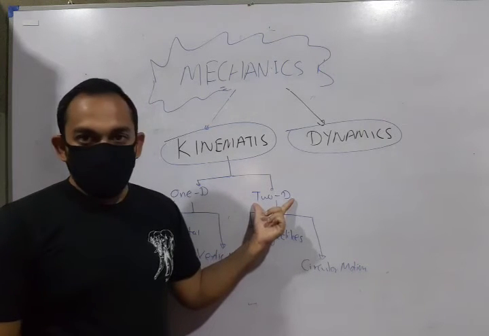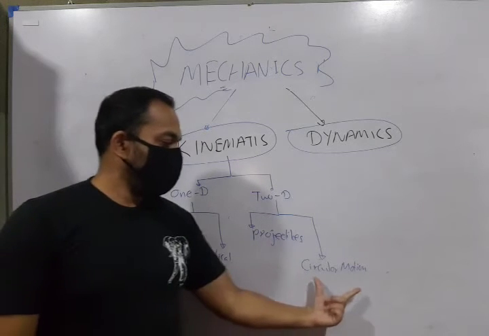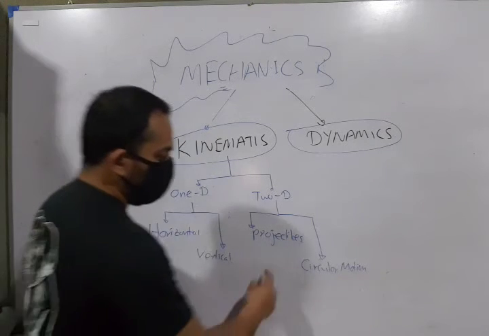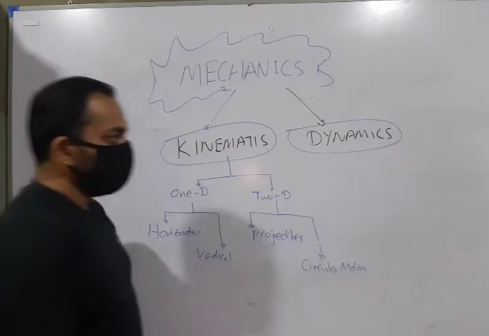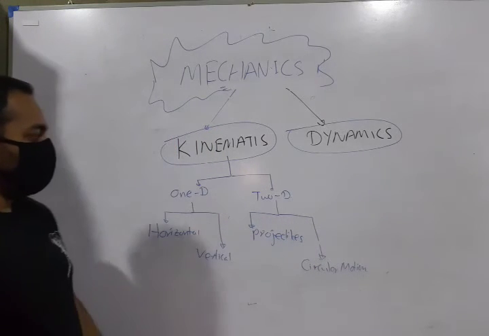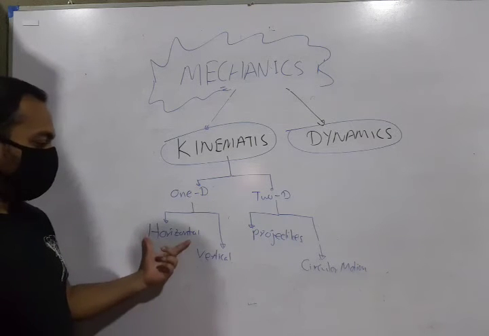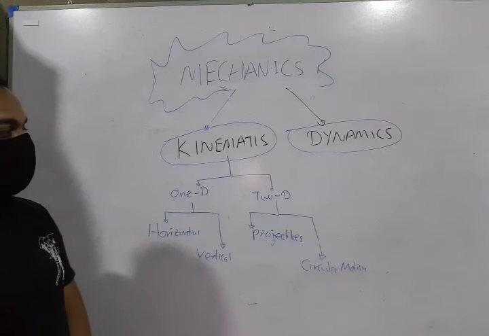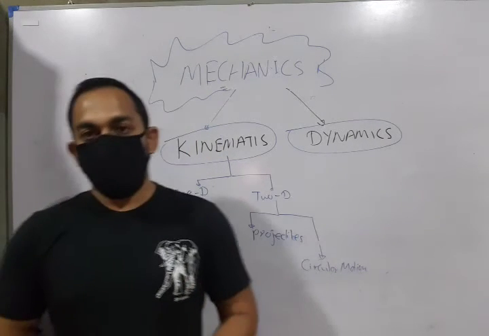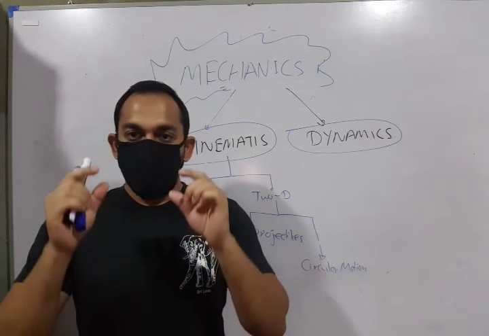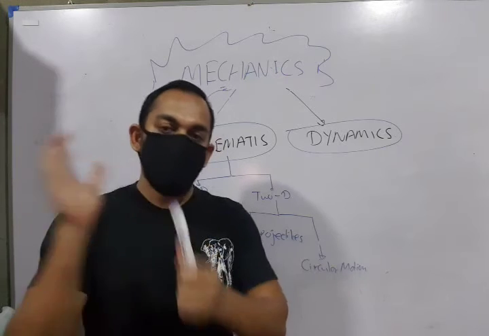In two-dimensional motions, we will look into projectiles and circular motion. So there's a separate chapter dedicated to these two parts. We'll first start with one-dimensional motion, horizontal and vertical motions, and in this part we will derive kinematic equations which talk about a particle in motion.